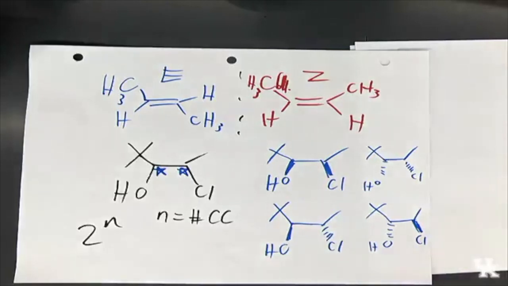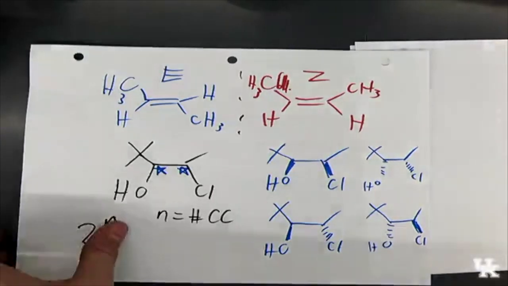E is for entgegen, which doesn't have any bearing to two things being on the different sides, but Z stands for zusammen, which sounds like same. So Z, zusammen, same side. That's how I always remember it.